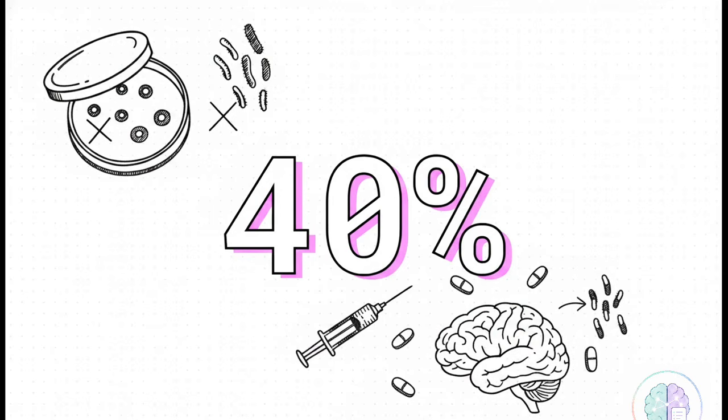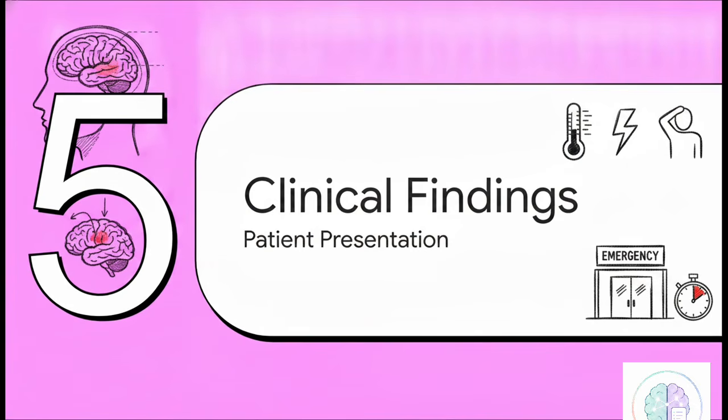Now, this next point is kind of wild. When doctors try to actually culture the bacteria from an SDE, they get sterile cultures in up to 40% of cases. 40%! This massive rate of negative cultures is mostly due to the presence of fastidious anaerobes that are just notoriously hard to grow in a lab, or because the patient was already exposed to antibiotics before the sample was even taken.